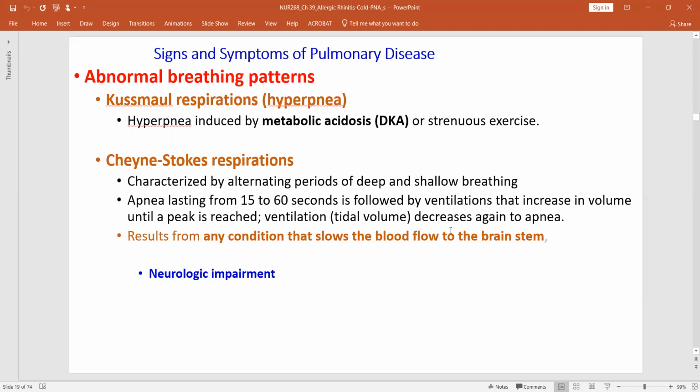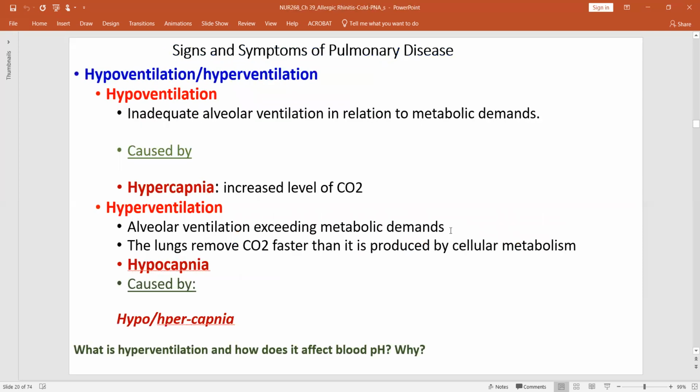Cheyne-Stokes respirations result from any condition that slows the blood flow to the brain stem, which in turn slows the impulses sending information to the respiratory centers of the brain stem. Neurologic impairment above the brain stem is usually the contributing factor for this specific abnormality of respiration called Cheyne-Stokes respirations.